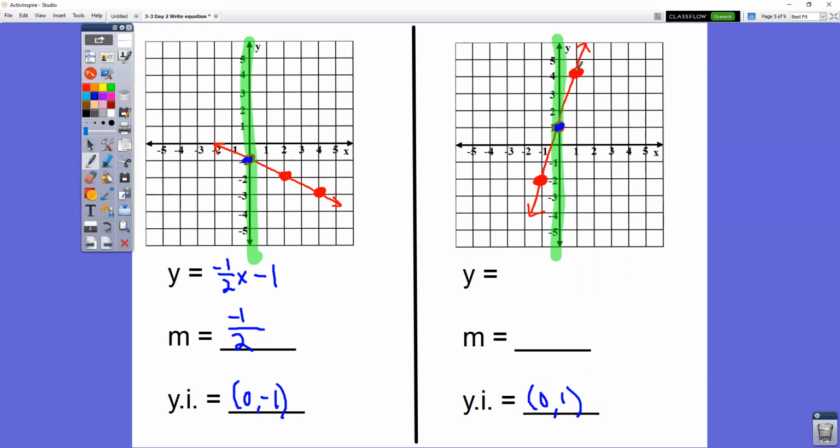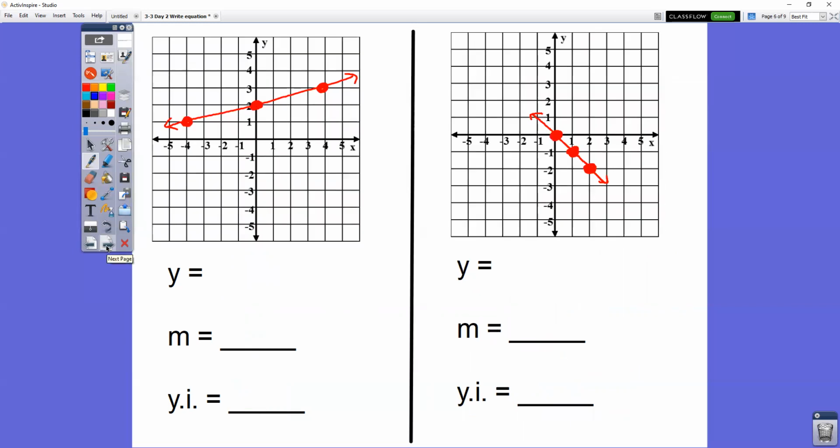So how do you get from this blue dot to this blue dot? We're going up 3 over 1. So 3 over 1 goes in front of your x. The +1 goes here because that's a +1. That would be a correct answer. Or you could also just write 3x plus 1.